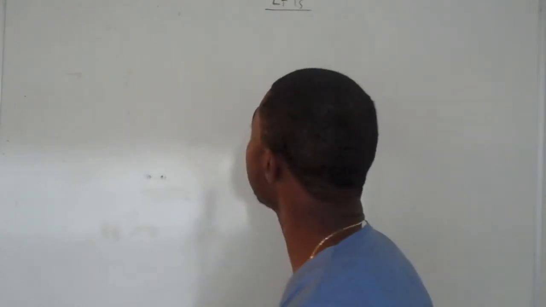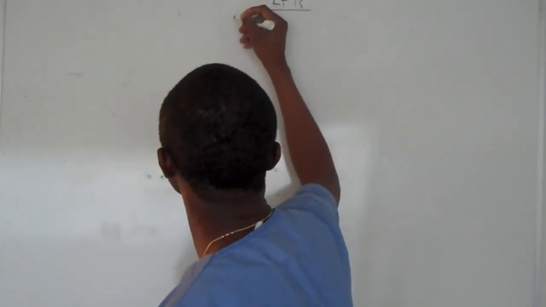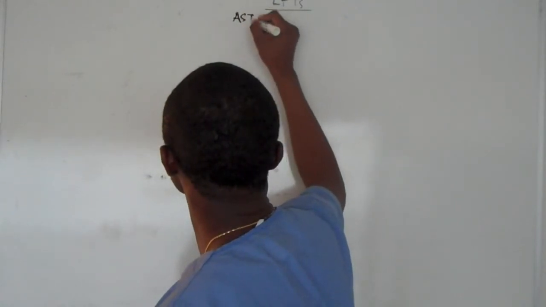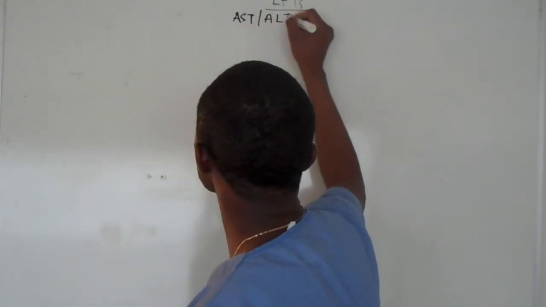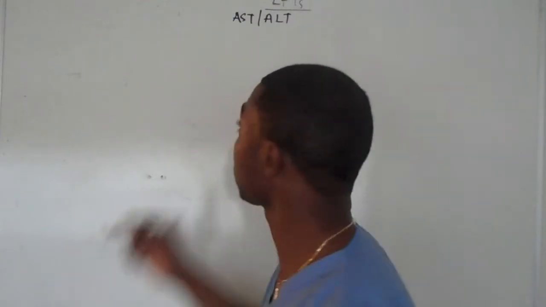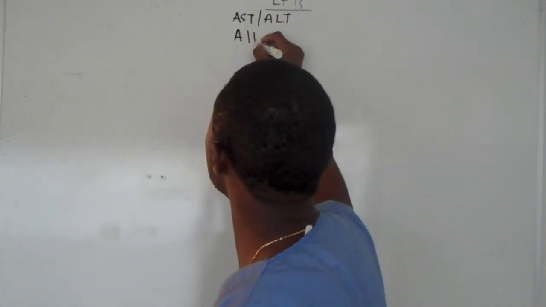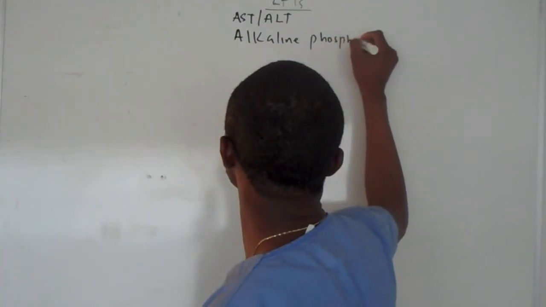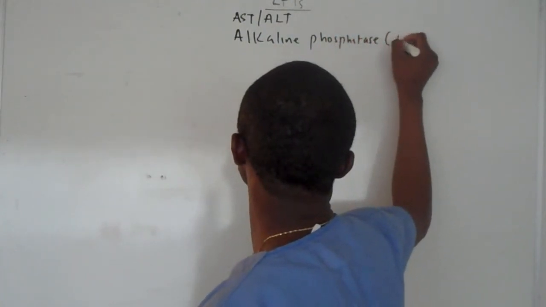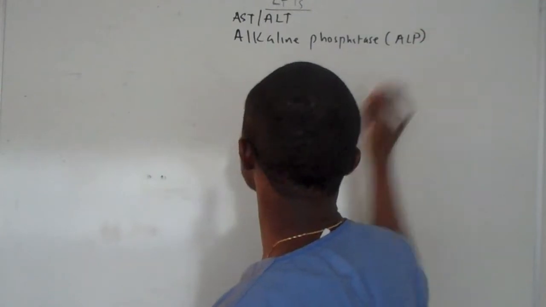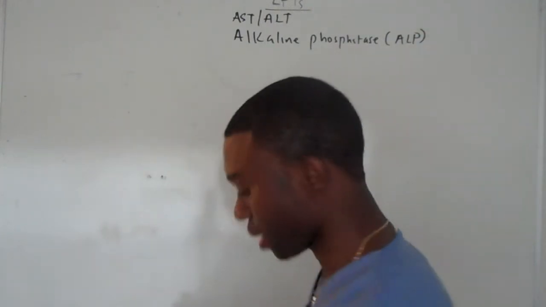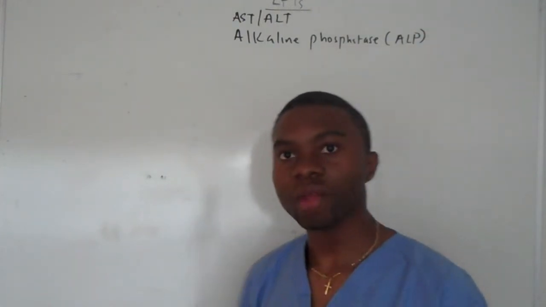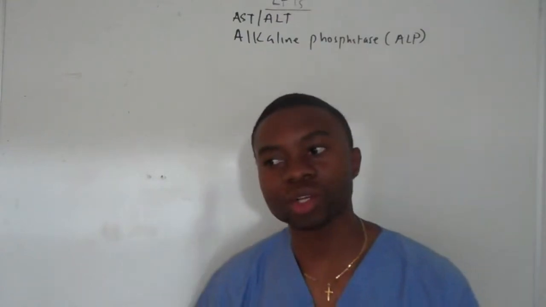So we're still on liver function tests. We talked about AST and ALT last time, and today we add in the extra component, which is your alkaline phosphatase, or ALK-Phos. Now, there's something interesting when you get your lab results back.